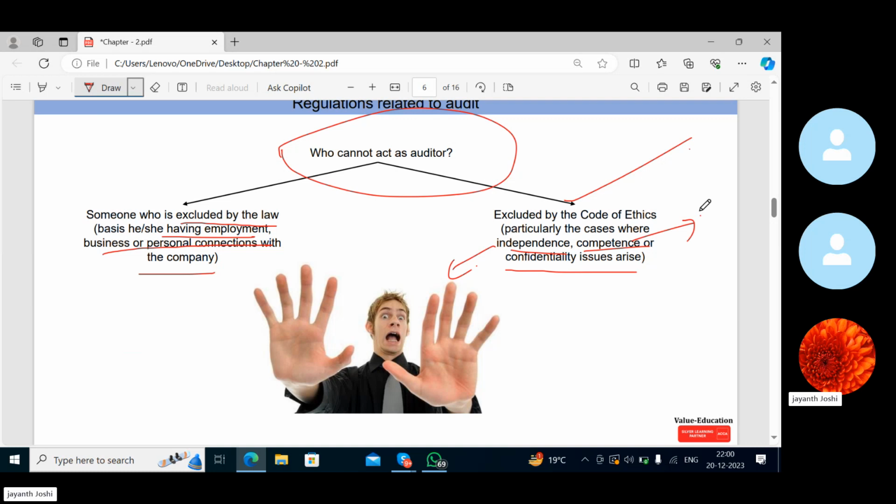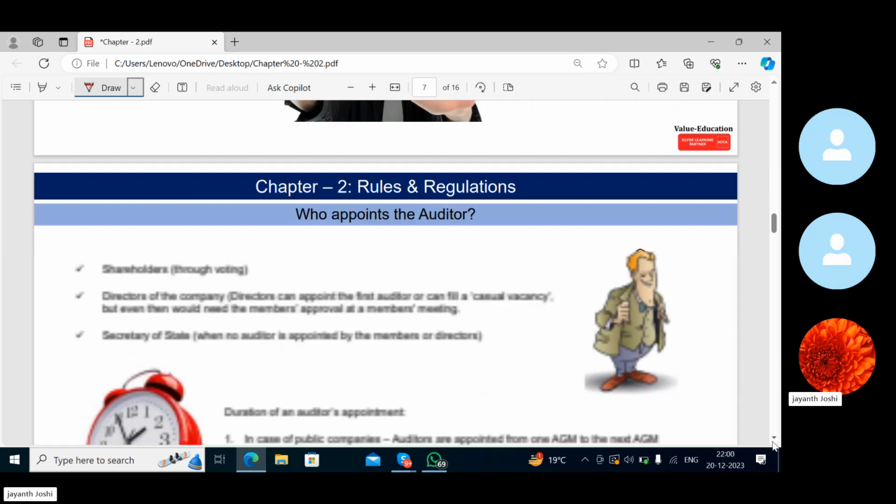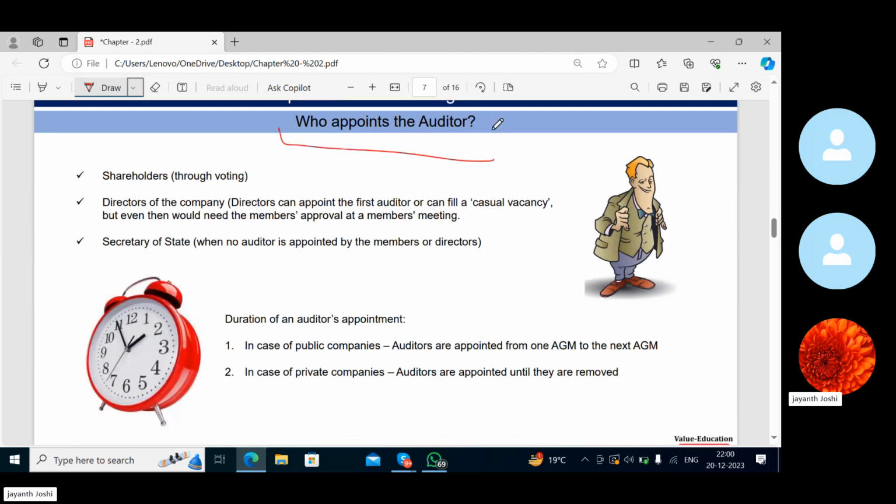Someone who doesn't have enough skills to do an audit, or someone who cannot keep things confidential, cannot do audits. Who appoints the auditor? Very good question. The shareholders do that through voting.